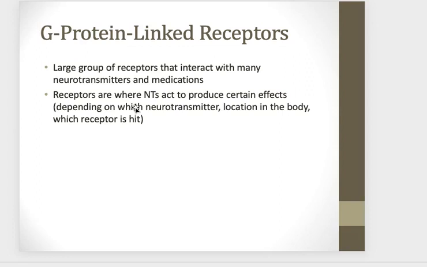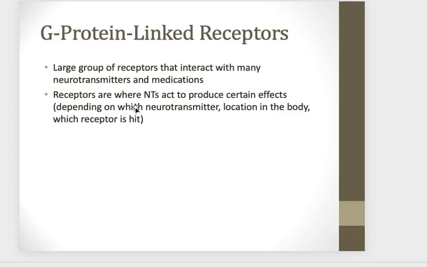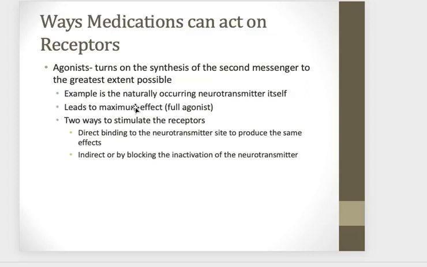G protein linked receptors are a large group of receptors that interact with many neurotransmitters and medications. The receptors are where neurotransmitters act to produce certain effects. So it depends on which neurotransmitter, where in the body, and which receptor is hit. When we're talking about those, we're talking about how does it hit it. Is it an agonist, which, if you were at the intensive in the spring, we already talked some about this.